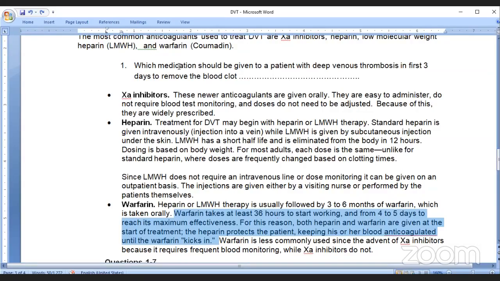As warfarin takes some time to show the effect, both warfarin and heparin are given at the start of treatment, okay? Heparin protects the patient until the warfarin kicks in, okay? So what is the answer? Both heparin and warfarin. So please be careful.